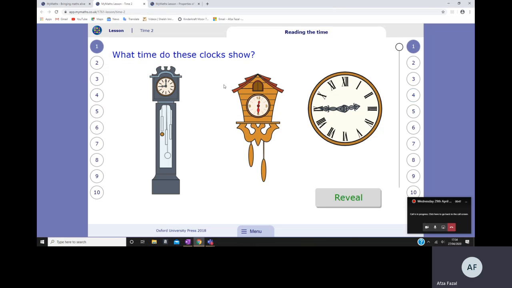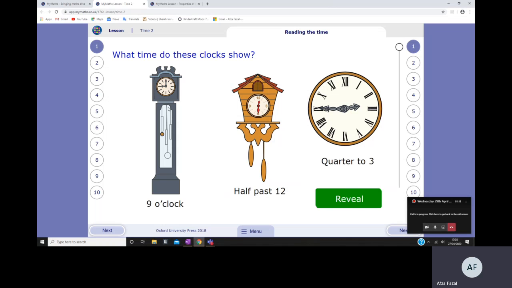So here's the lesson. What time do these clocks show? So have a look. Remember, the small handle points at the hour, the big handle points at the minutes. Always remember the clock goes up in 5 minutes. So here you will have 5, 10, 15, 20, 25, 30, 35, 40, 45, 50, 55, 60. There are 60 minutes in 1 hour. Remember that? Right, now that you've had a couple of minutes to think, I'm going to reveal the answers.